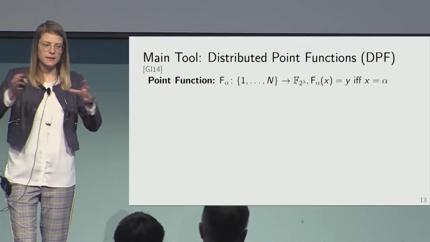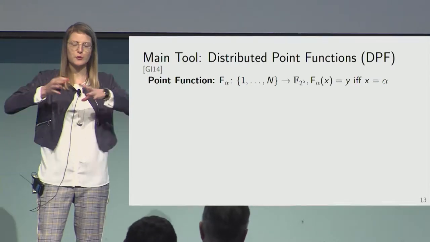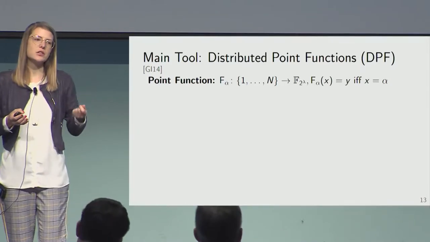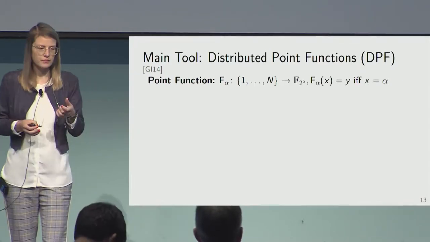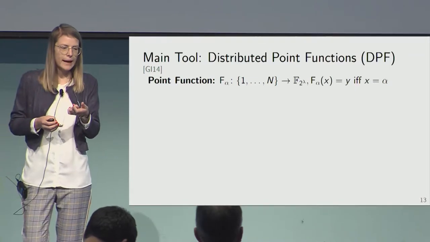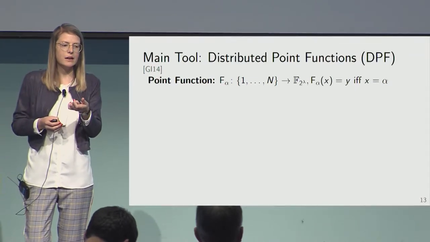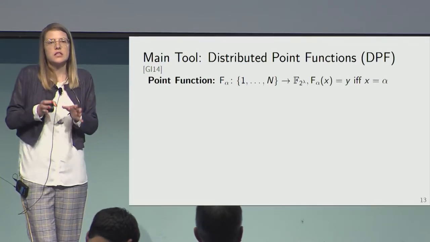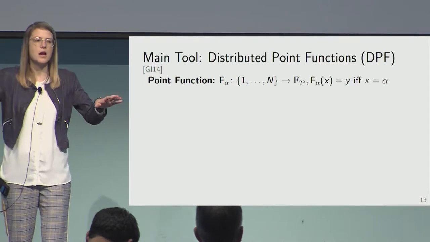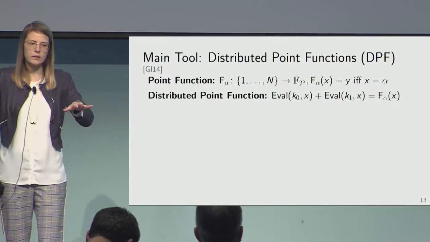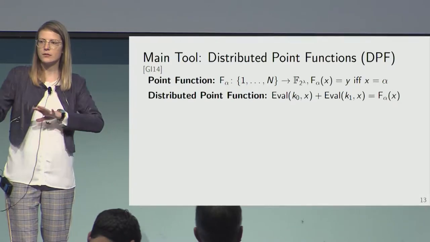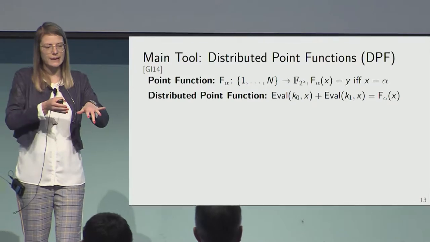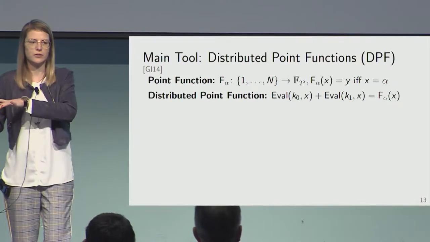As I said, the main tool for the first part is distributed point functions. So what is a point function? A point function is a function that is zero everywhere except at one single point where it will be some value y. And the distributed point function is just distributing the function between two parties such that the parties alone don't learn about what the value alpha is and what the value y is, but together they can recover. So they can locally evaluate every input x on the keys to evaluate the output of the function.